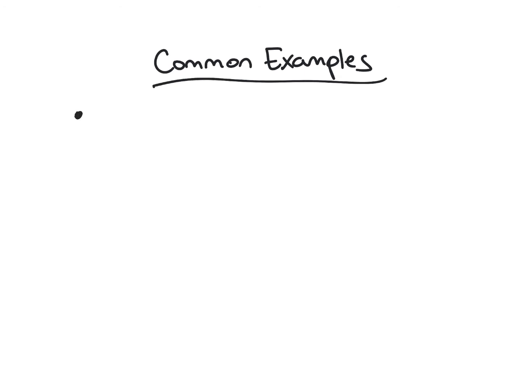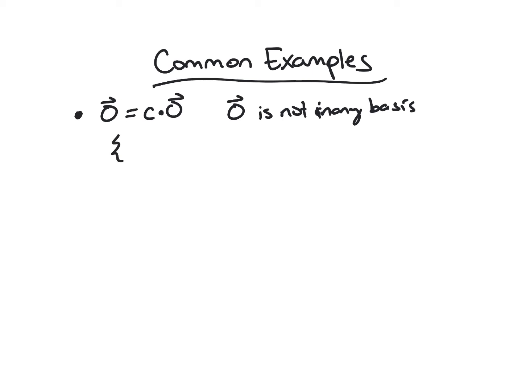First of all, we of course want to talk about the zero vector space. Since zero itself can always be written as any non-zero constant times 0, this means that 0 is not in any basis, right? It is automatically linearly dependent. So what is my basis for my zero vector space? It's actually the empty set.